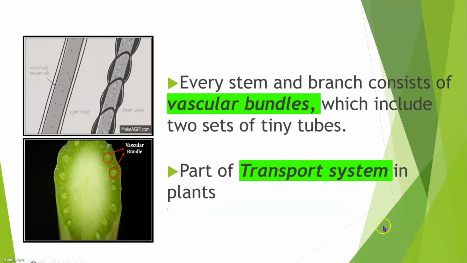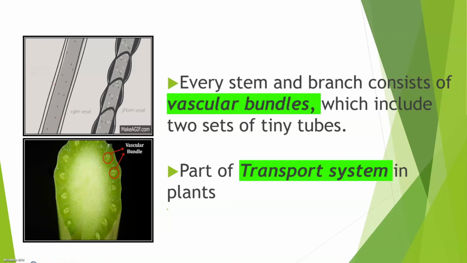So, move on to the next slide. It says, every stem and branch consists of vascular bundles, which include two sets of tiny tubes. Okay, again, can you repeat after me? Vascular bundles. Very good. So this is a vascular bundle.